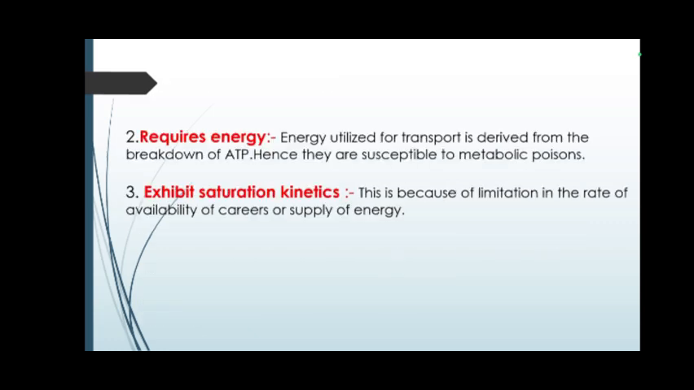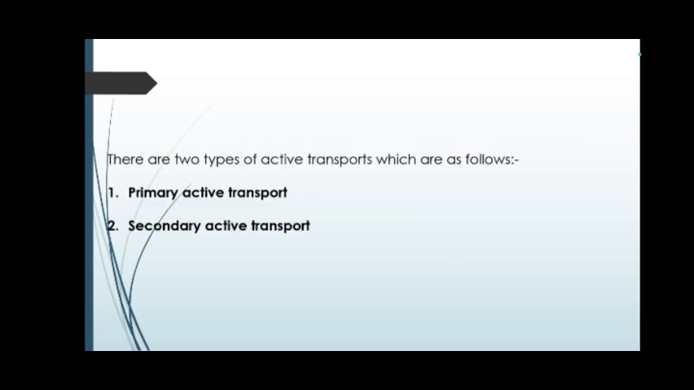Second, requires energy. Energy utilized for transport is derived from the breakdown of ATP, hence they are susceptible to metabolic poisons. Third, exhibit saturation kinetics. This is because of limitation in the rate of availability of carriers or supply of energy. There are two types of active transports, which are as follows. First, primary active transport. Second, secondary active transport.